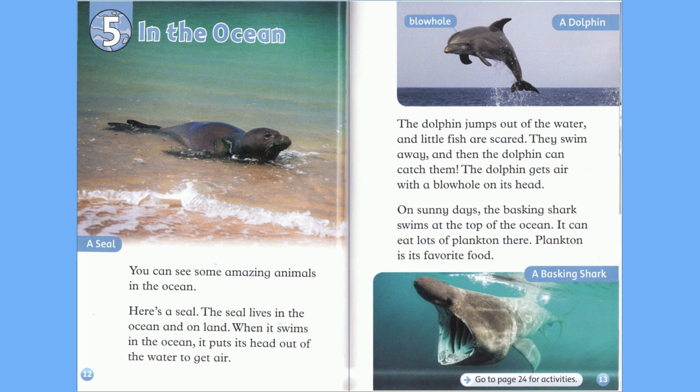Chapter 5. In the Ocean. You can see some amazing animals in the ocean. Here's a seal. The seal lives in the ocean and on land. When it swims in the ocean, it puts its head out of the water to get air.